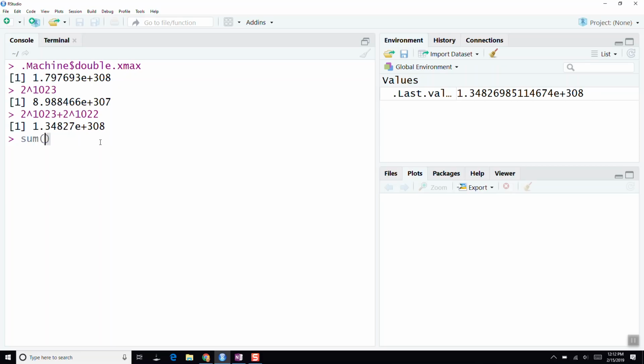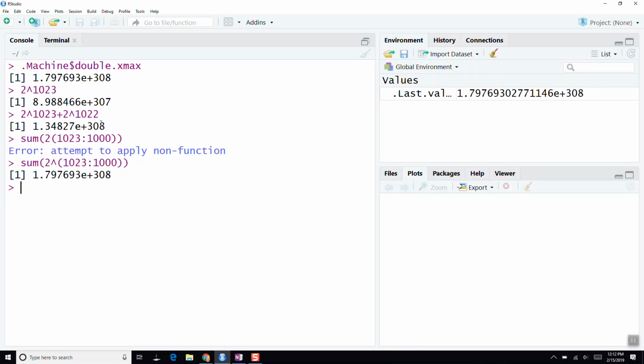So if I do the sum of 2 to the 1023 and so on, here I get a number that's pretty much like our machine double max. Technically I think I can go all the way down to 1. No, then it breaks down. But basically, if I take this number and I try to add something else.